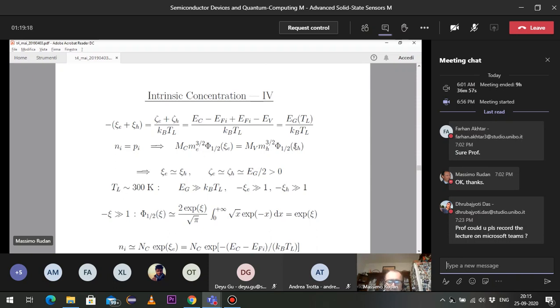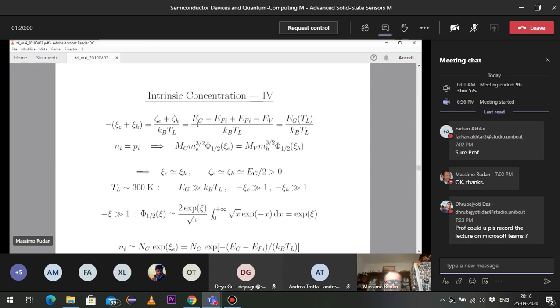But these two arguments are not independent, because if we sum up psi e and psi h and put a minus on top, okay, you remember from the definition that minus psi e is equal to ze over kt, and minus psi h is equal to zh over kt. Ze is Ec minus Ef. Zh is equal to Ef minus Ev. So the Fermi level cancels in this expression here.